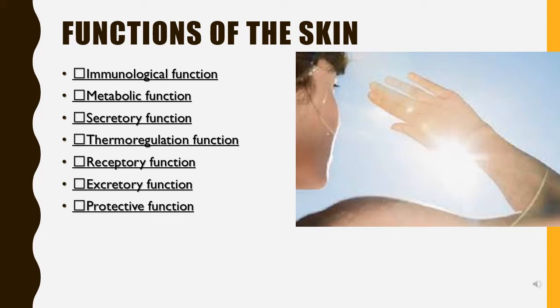Secretory function, excretes toxic substances through the sweat. Thermoregulation function, helps to regulate the temperature. Skin regulates the heat exchange with the environment. Receptory function or absorptive function. Excretory function, excretes urea, salt, fatty substances through the pores. Protective function, because the UV protection reduces the harmful effects of the UV radiation. Also, our skin protects against mechanical, thermal, and physical injuries.